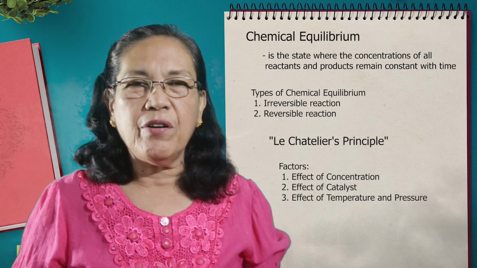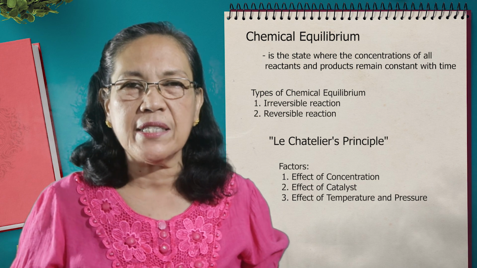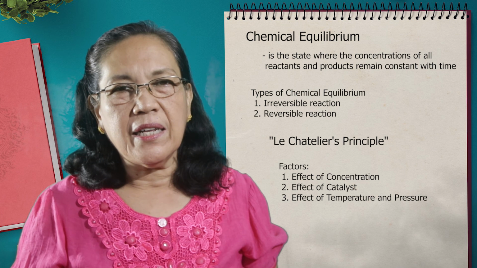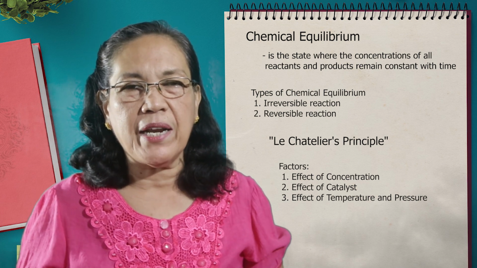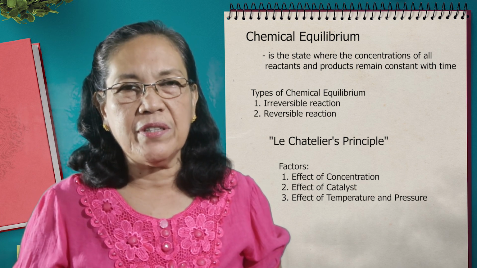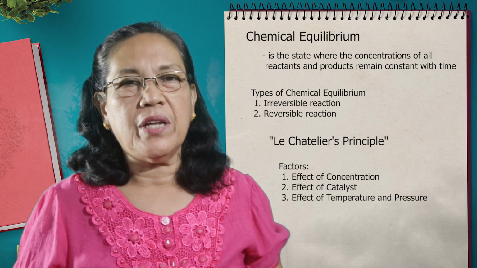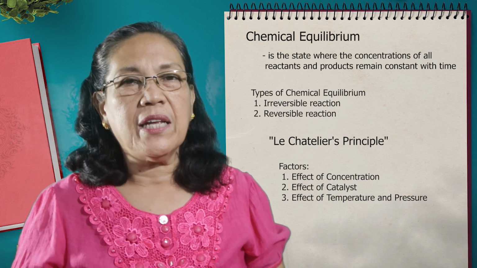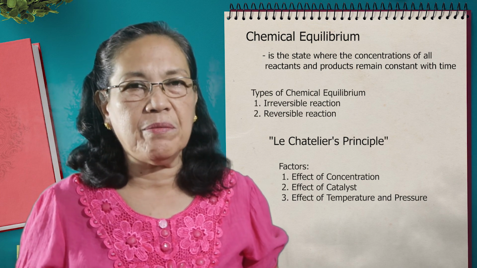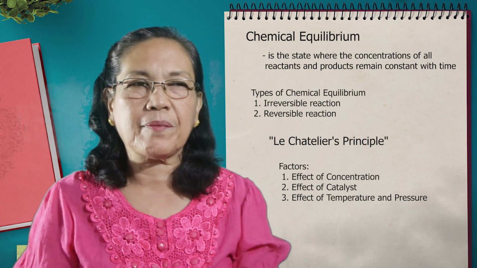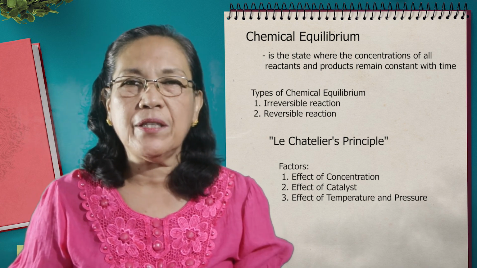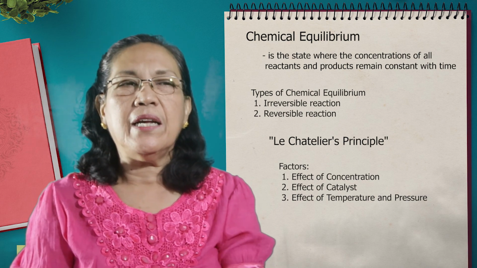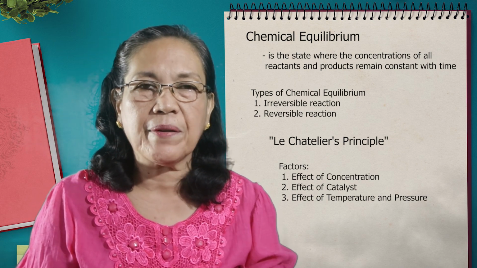However, if you remove the products C and D, then there is again a decrease in the concentration of the product. Now, where will the direction of the shift go? The direction will be towards the right again, so that the reaction will remain in equilibrium. Another factor that could affect the state of equilibrium of a reaction is the effect of a catalyst.